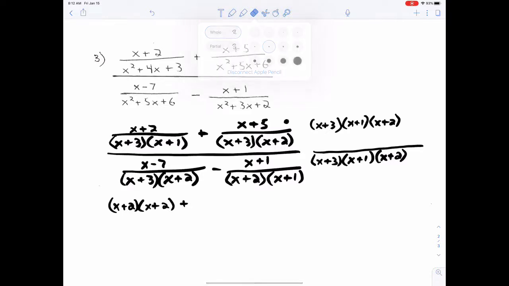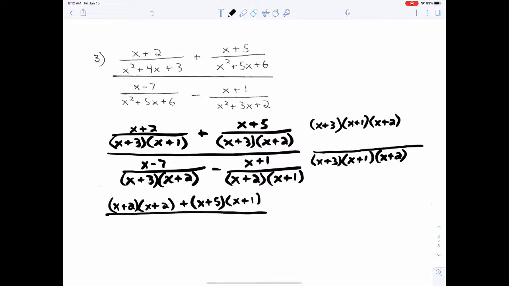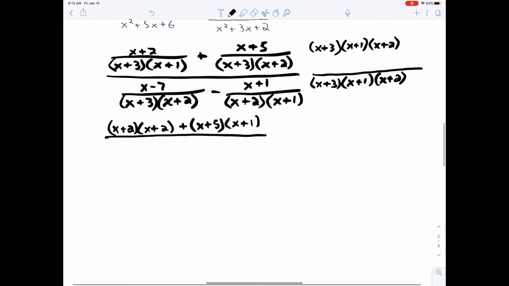Okay. We've got the x plus 5. And now what cancels here? The x plus 3's cancel, the x plus 2's cancel, so we're left with x plus 1. Okay, that's your numerator. On the bottom, the first fraction has an x minus 7. And what cancels here? The x plus 3's cancel, the x plus 2's cancel, so we're left with x plus 1.